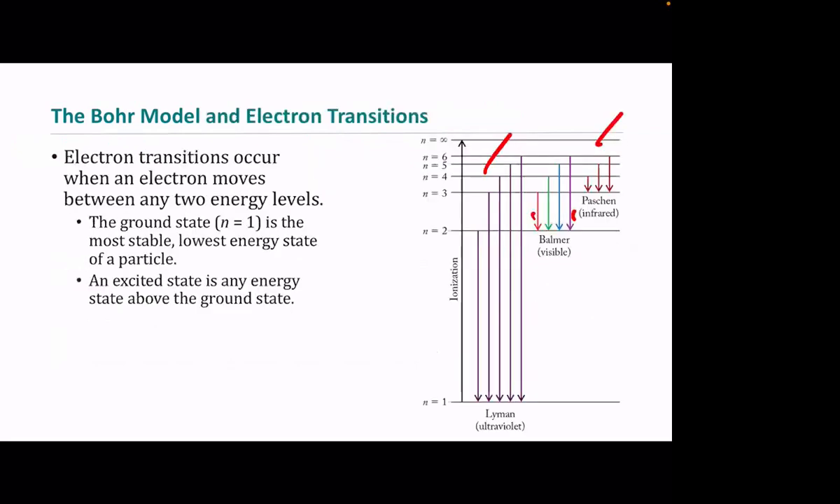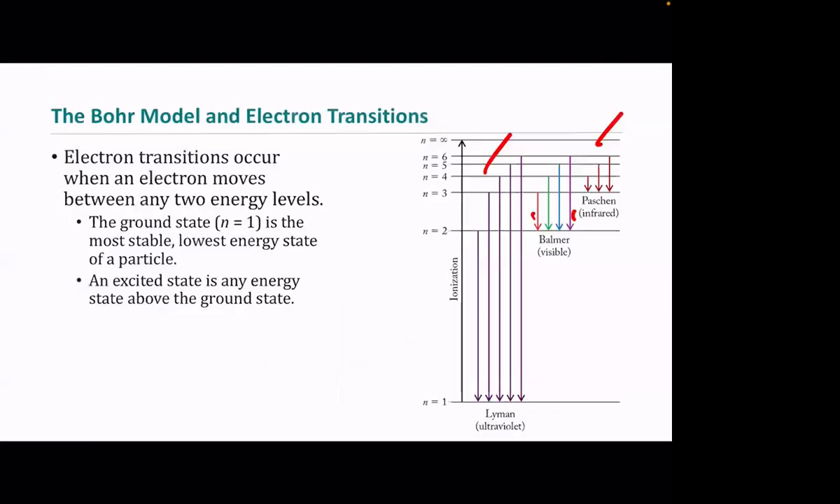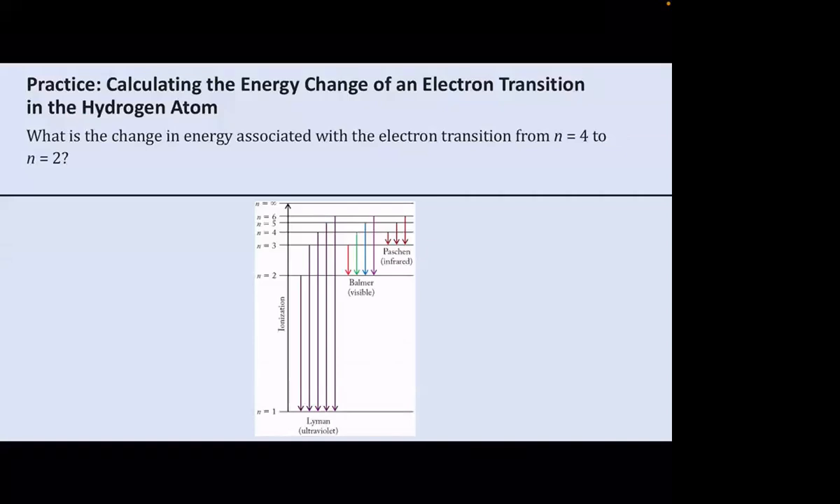So let's do a calculation. What are we doing on time? Let's do a calculation. This one I've got worked out. It's just a slide given to me, so it's already solved. What is the change in energy associated with the electron transition from n equals 4 to 2? So effectively, we're doing this one, the 4 to 2, that green one.